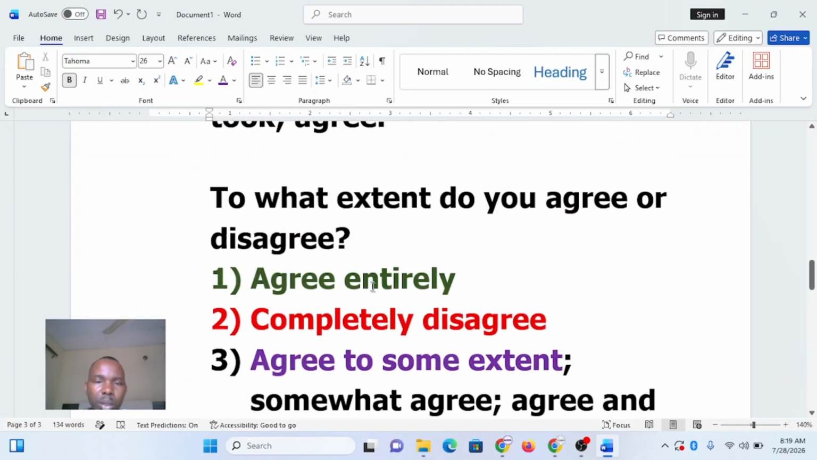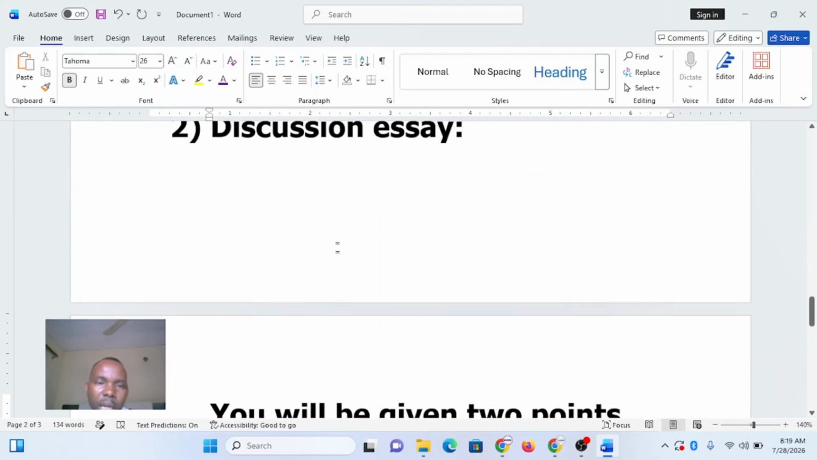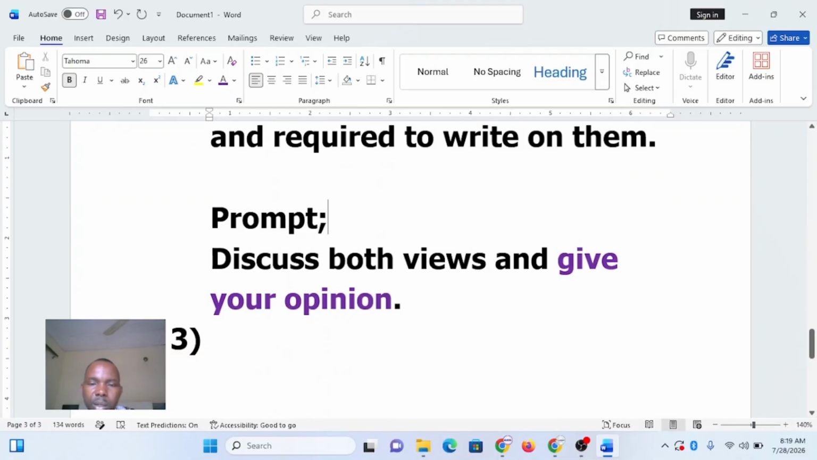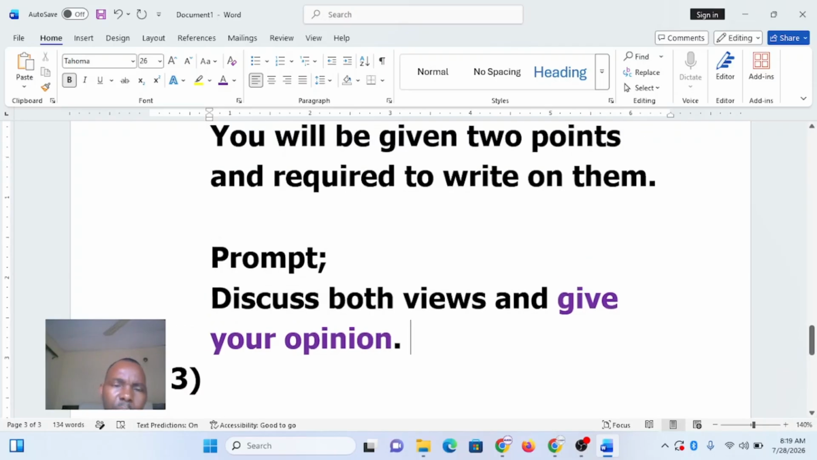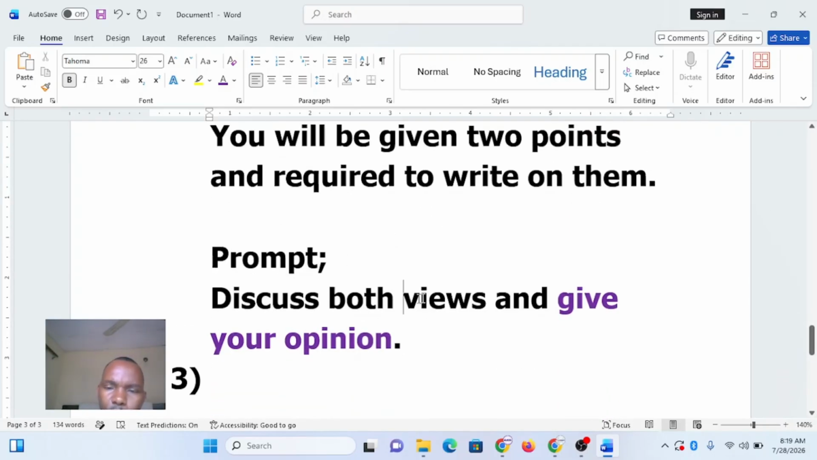Now, we are going to analyze a sample question, so let me not go into that now. I'm still going to show you how to analyze a question before you start writing on it, all right? So this is how the prompt will be. You discover that in the question, they will give you two views. So your job is to write on them.